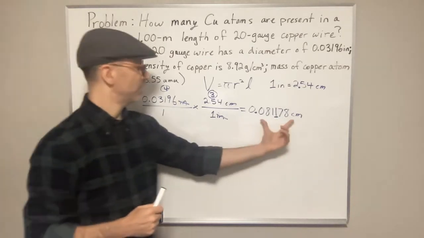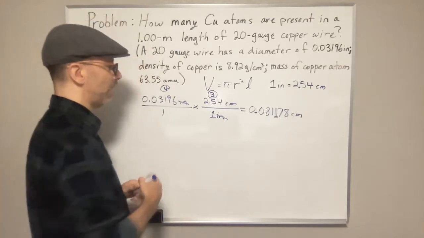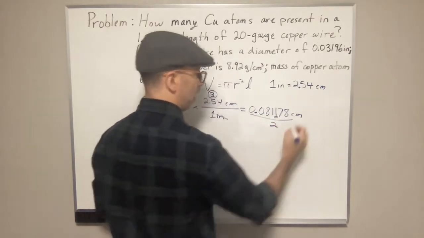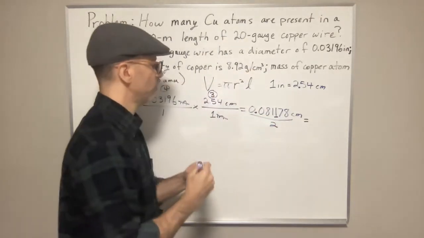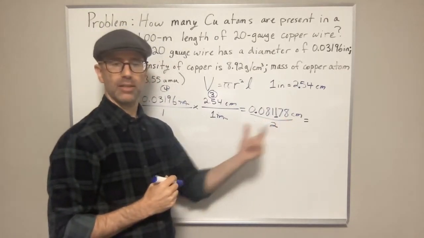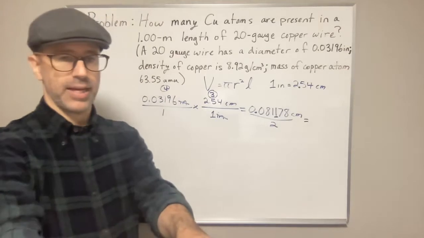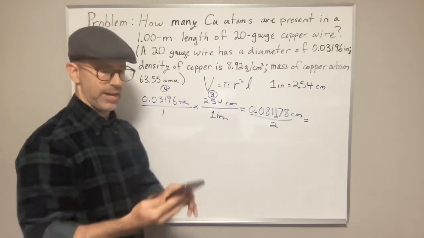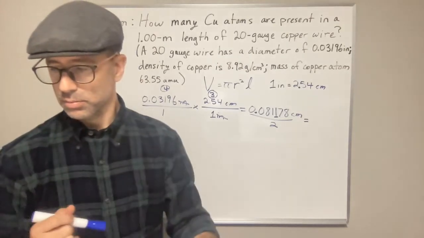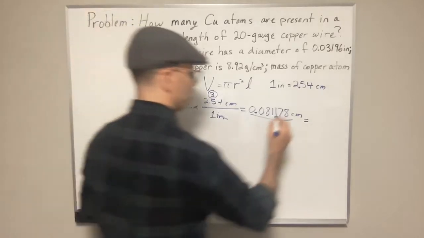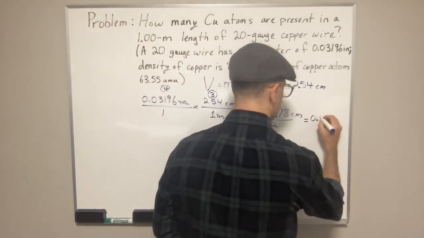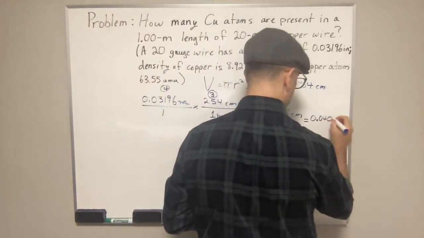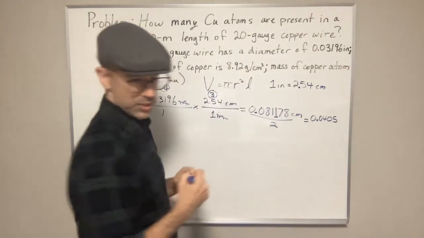Okay, now that I have this, what I can do is divide this by 2, because this is the diameter. If I divide this by 2, then I'll get the radius. And since 2 is an exact number, it's not going to affect the number of significant figures. So let's take this number and divide by 2 equals, and I get 0.0405. Let's add another digit.